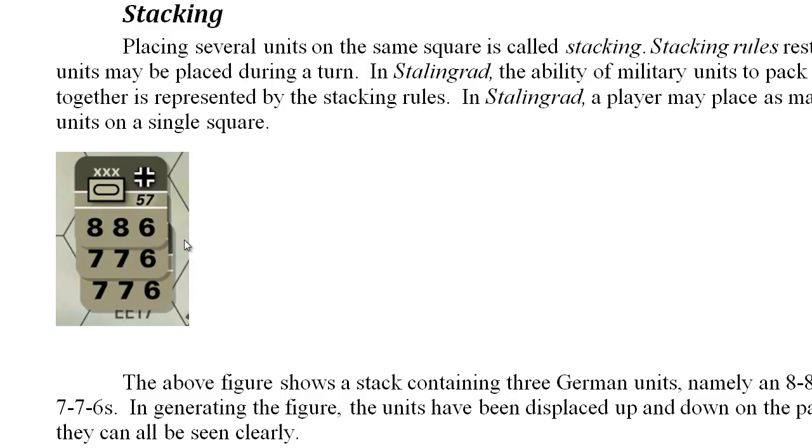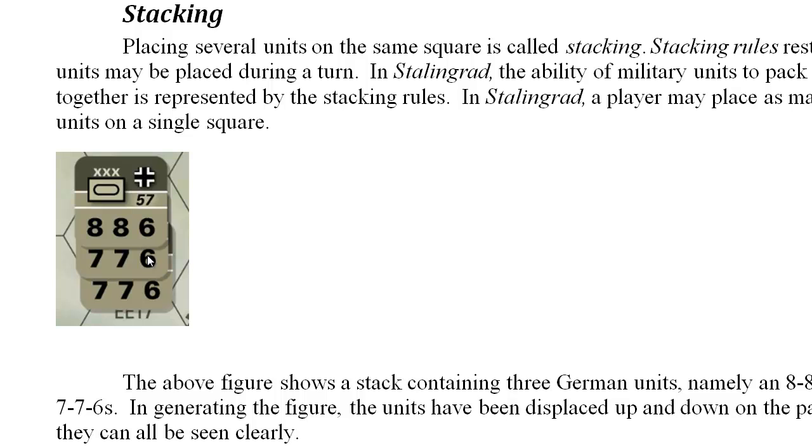That's quite different from the situation in, say, chess or checkers, where only one piece is allowed to occupy a single square. There are a wide variety of different stacking rules. In Stalingrad, the stacking rule allows us to place up to 3 units on the same square. The stacking rule is applied at 2 points during the turn. It's applied at the end of movement and at the end of combat.